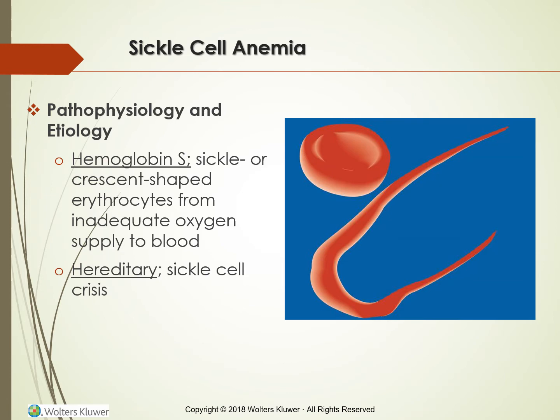Pathophysiology and etiology. Fetal hemoglobin, abbreviated HbF, is present during intrauterine development through 6 months of age. Hemoglobin A, abbreviated HbA, a normal form of hemoglobin, eventually replaces HbF. In people with sickle cell anemia, instead of HbA, an abnormal form of hemoglobin, hemoglobin S, HbS, replaces HbF.